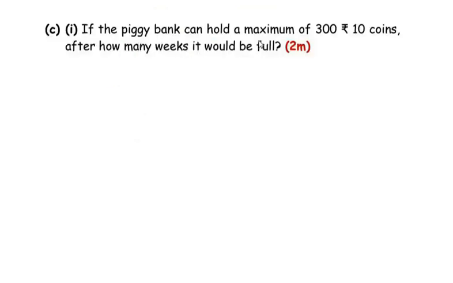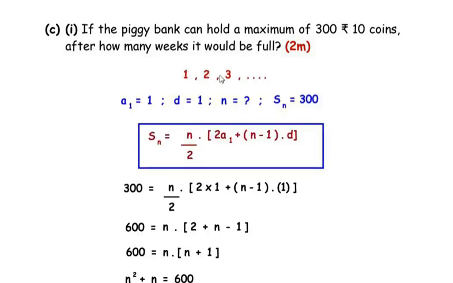If the piggy bank can hold a maximum of 300 coins, after how many weeks would it be full? So here it is mentioned that the piggy bank can hold a maximum of 300 coins. So we need to find out after how many weeks, that is what will be the value of n, because n represents here the number of weeks, will the piggy bank be full. So let us start by writing the sequence first. So here the number of coins added each week, the sequence was 1, 2, 3 and so on. And since the maximum number of coins that can be held by the piggy bank is given as 300, so Sn is going to be equal to 300, that is, the total number of coins will be equal to 300.